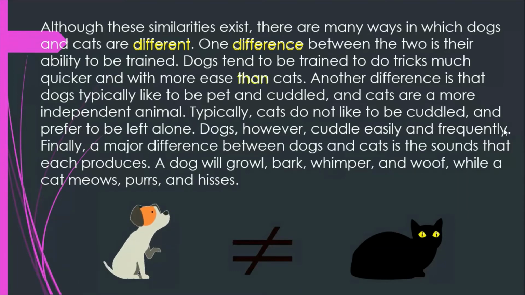Yeah, good job. Another difference is that dogs typically like to be pet and cuddled, and cats are a more independent animal. That's right, a difference right there again. Typically, cats do not like to be cuddled and prefer to be left alone. Dogs, however, cuddle easily and frequently. Finally, a major difference between cats and dogs is the sounds that they each produce. A dog will growl, bark, whimper, and woof, while a cat meows, purrs, and hisses.